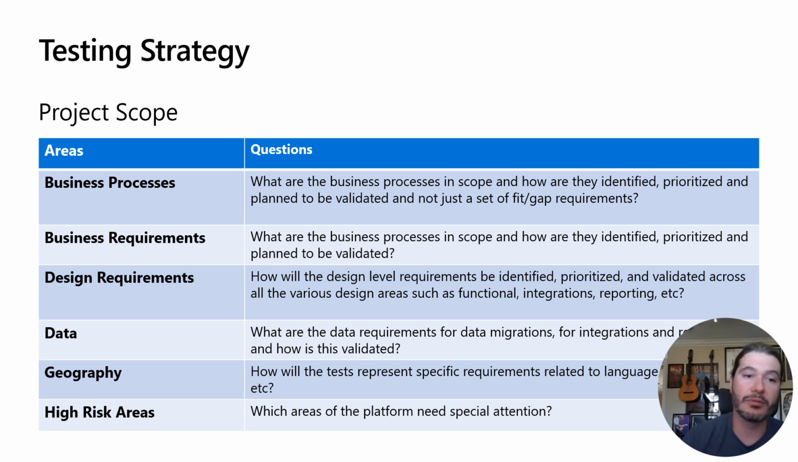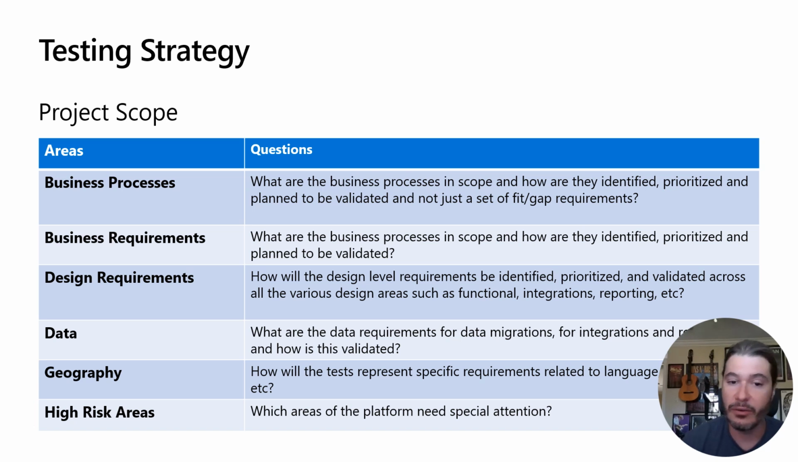Here's just some examples within a project, right? So testing business processes, what's in scope and how are they identified? Business requirements, how are you prioritizing and validating that you're meeting those requirements? Any design requirements. So, is there anything that needs to be looked at that could be considered functional reporting, et cetera? For data, how are you validating data migrations, any integrations, and everything is moving along as expected?